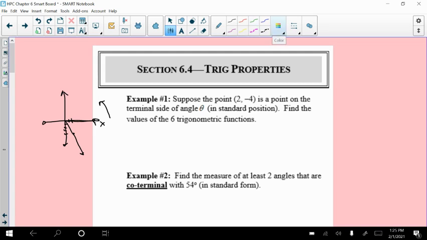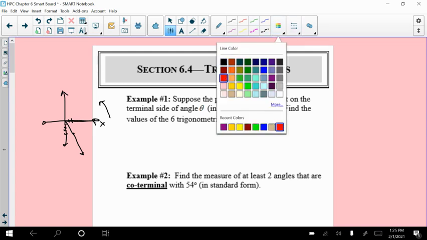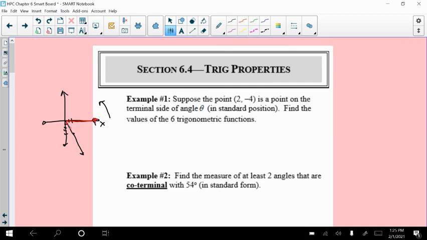Maybe I should pick another color just so I can distinguish that. Here's your initial side. Here's your terminal side, and it must go in a counterclockwise direction. So really, it's that large angle there. But then what I can do is draw that reference triangle right to the x-axis. I've got a little right triangle: I went over 2 and I went down 4. Even though the angle I'm looking at is greater than 270 degrees, it's this reference triangle, this reference angle, that I'm going to use.